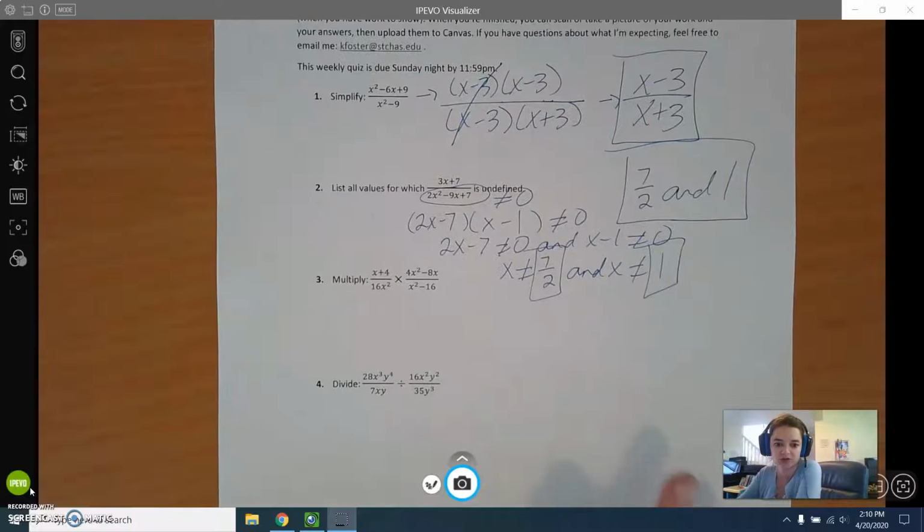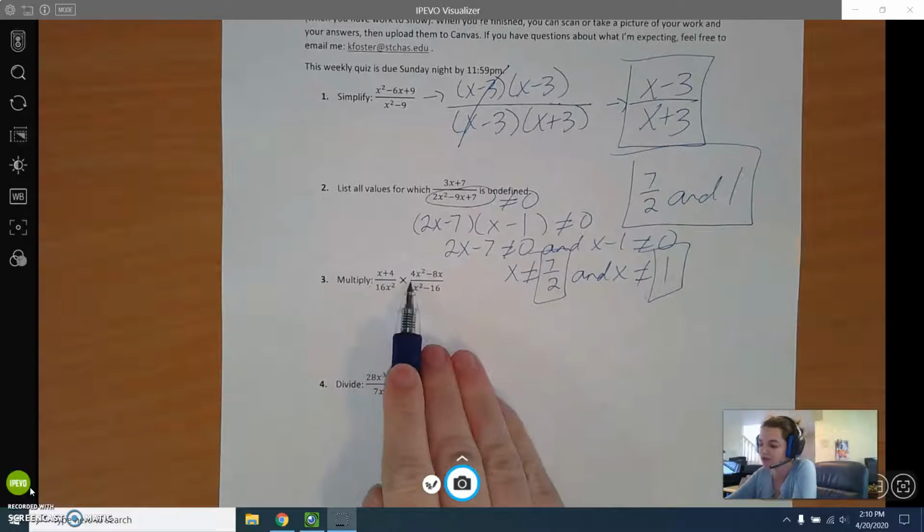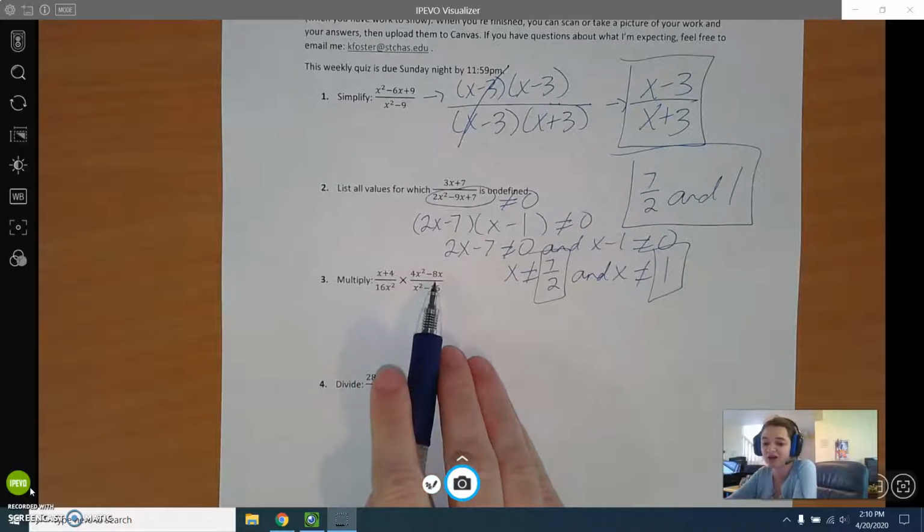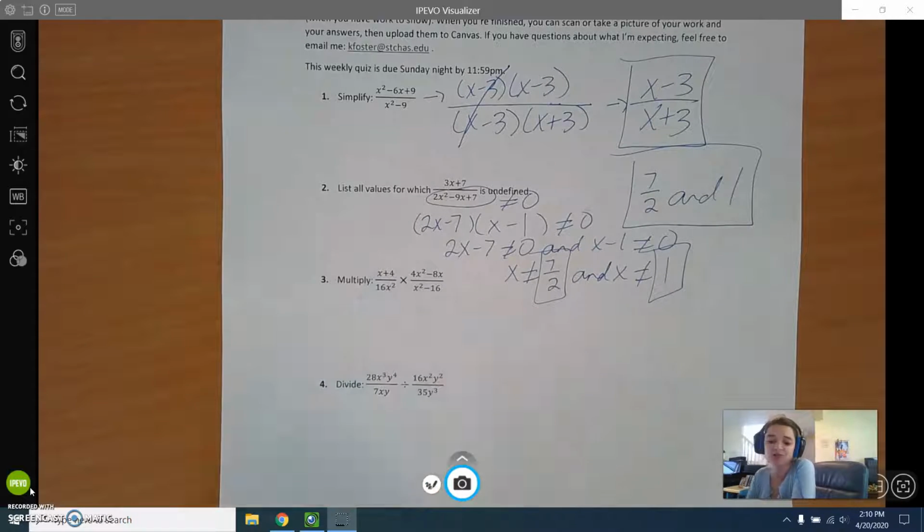Next up, multiplying. Multiplying is a lot like simplifying, because all that's going to happen when you multiply is that the numerators multiply together and make one big numerator, and the denominators multiply together, which gives you one big denominator. So really, if you factor it out first, we can simplify by dividing out common factors, and then multiply the rest together. So let's do that.